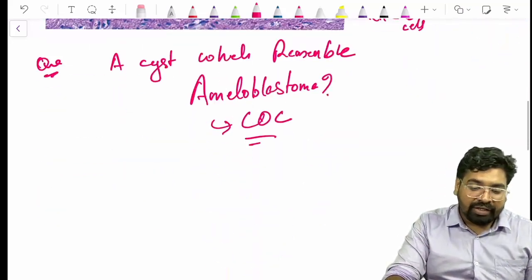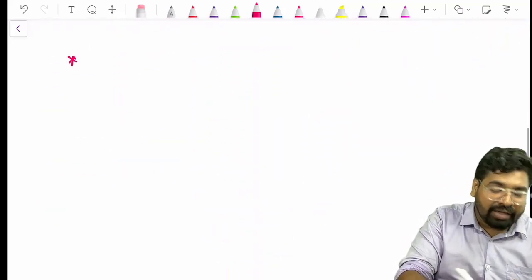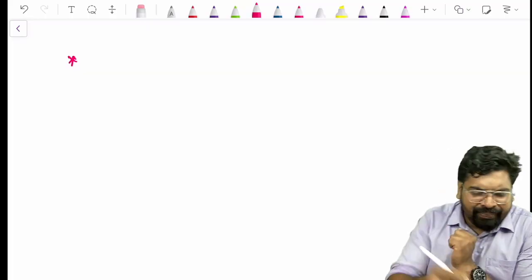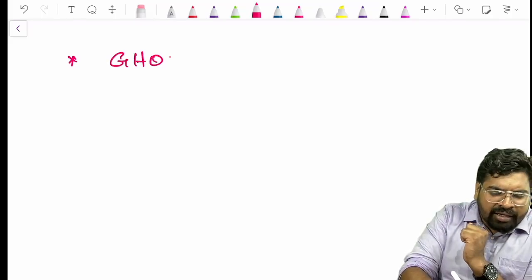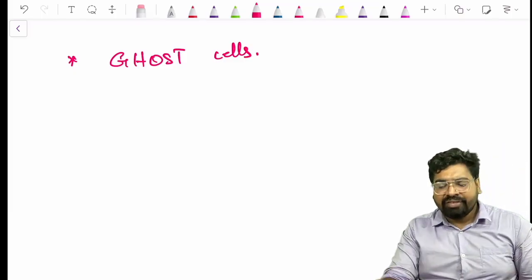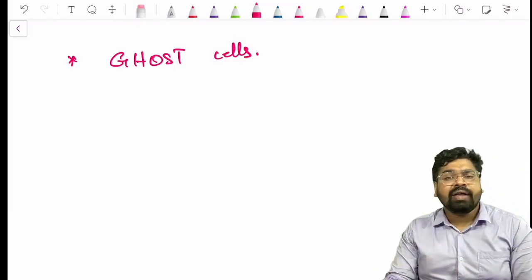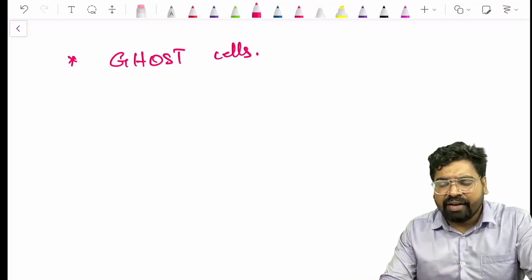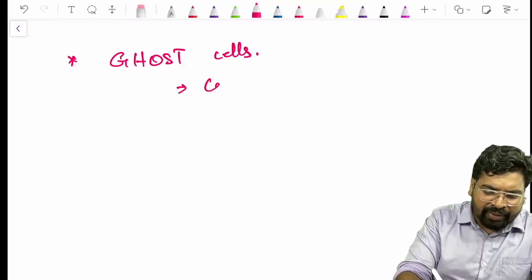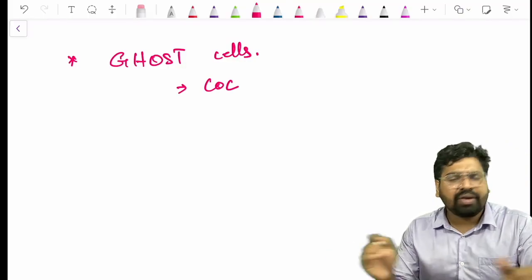Now there is one more point I would like to give you. Are ghost cells only seen in COC? What are the lesions which show ghost cells? This is a very important question. Many lesions are there where you can see ghost cells. What are the lesions? One is COC. COC is a very good answer. In COC you can see ghost cells.